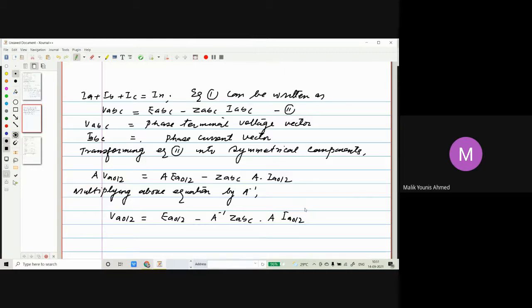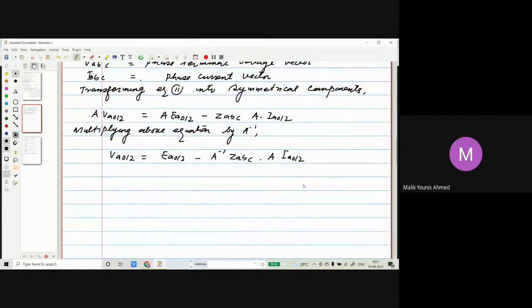Now let's see what we are going to get. In this equation we have to solve the right-hand side, particularly this side, from A inverse ZABC up to IA. This we can leave for the time being. So this part will be solving A inverse multiplied by ZABC multiplied by A, which will be equal to what?